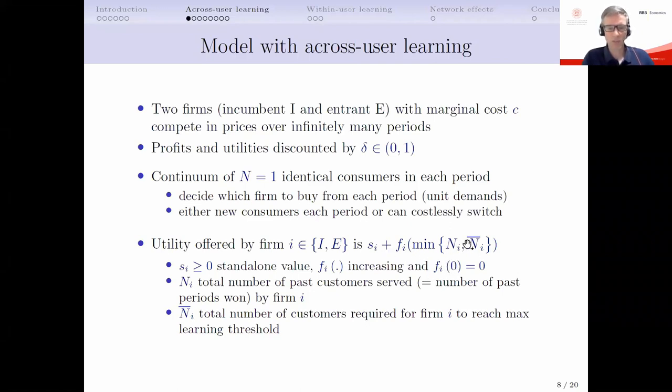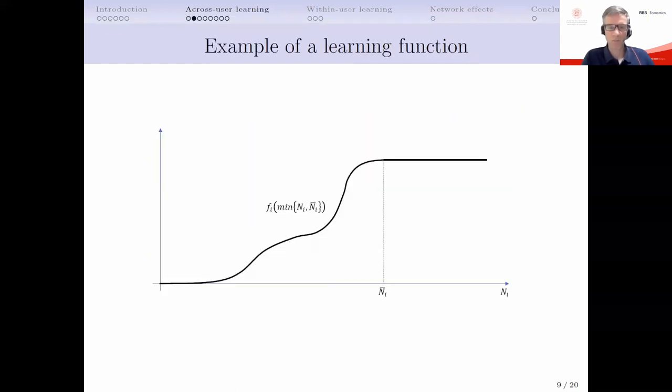We normalize the case with no data, you get no value from learning. And other than that, FI is a weakly increasing function. Other than that, there are no other assumptions on the FI learning function. So this is one particular learning function that you could have. The value created from learning is increasing in the amount of data the firm has up to some threshold, and then it's constant. It doesn't have to be strictly increasing. So maybe you need some training data before you're actually able to produce some results and improve the product. It can be convex or concave. It doesn't even have to be continuous. So it could jump up as long as it's weakly increasing.